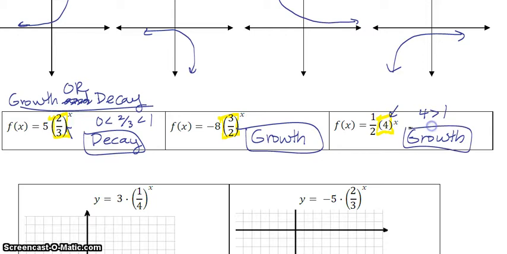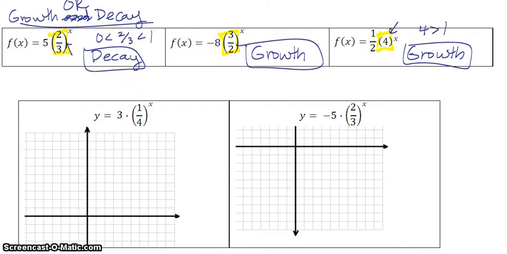So again, you're looking at the b value. If it's greater than 1, it's growth. If it's between 0 and 1, it's decay. And now I want to tell you that when you're going to make your graphs today, you'll love this because it's the same thing we did yesterday. So the y-intercept is the same. We're going to find the point just like we did yesterday. So same steps and everything. So step 1, find your y-intercept and plot it. And remember from yesterday, the y-intercept is the a value.